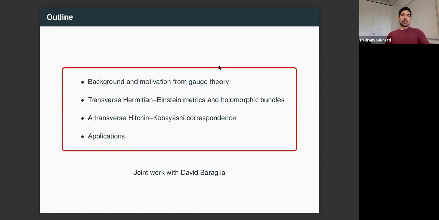So the talk is about the Hitchin-Kobayashi correspondence, and the outline is that I will try to give a bit of background and motivation, especially from gauge theory, which is what caused my interest in the subject. And then outline what the appropriate definitions are in the foliated setting, and then finally discuss how the correspondence extends to foliations and some interesting applications that follow from this theorem. This is all joint work with David Braglia at the University of Adelaide in Australia.